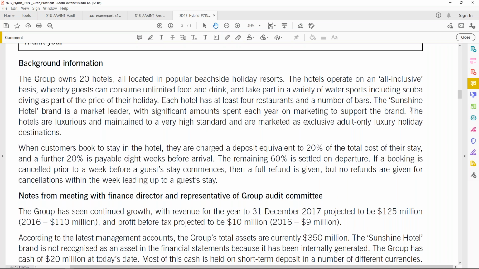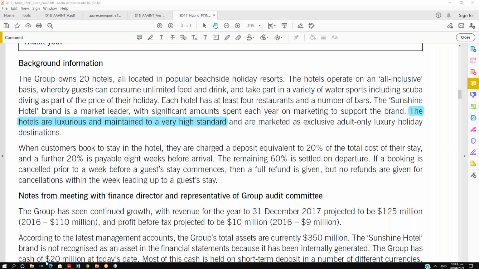Now, has the examiner flagged the issue? The hotels are luxurious and are maintained to a very high standard. Is that a very important point here? Has the examiner fully developed the point now? So I should take this point and develop it, because the examiner is telling me that the hotels are indeed luxurious and maintained to a very high standard, and you spend a lot of amount on marketing each year.